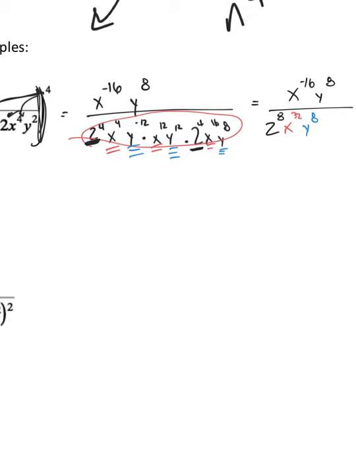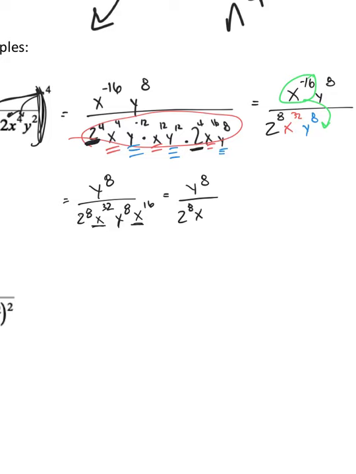Guys, simplifying from here, I would bring these negative 16ths down. So you're going to have y to the 8th on top over 2 to the 8th, x to the 32nd, y to the 8th, and then you brought down the x to the 16th. All right, now you've got to add those exponents, 32 and 16, 48.